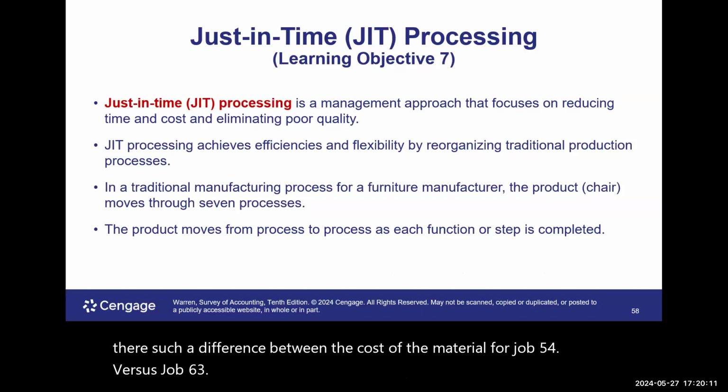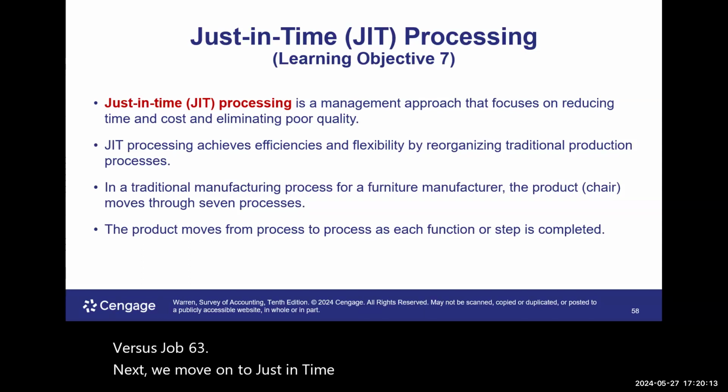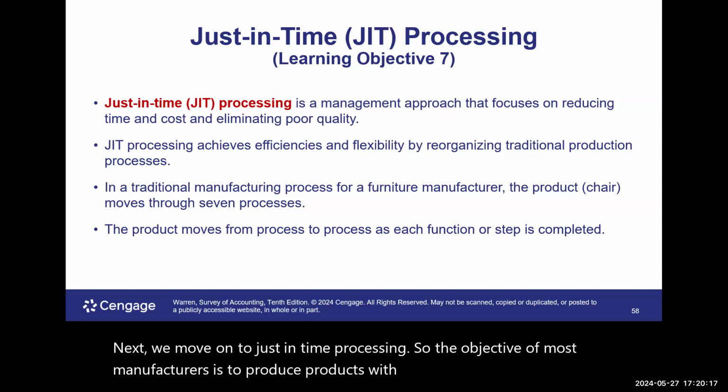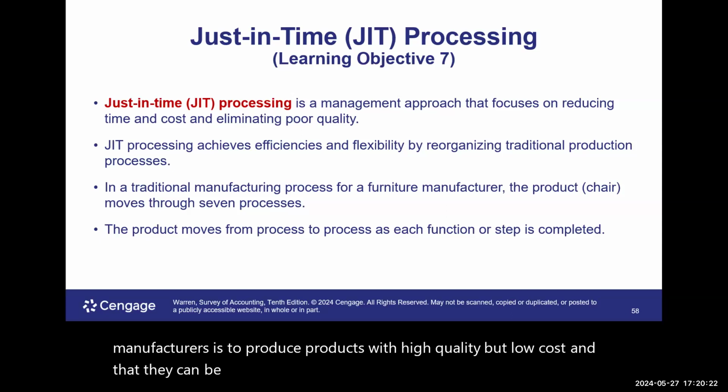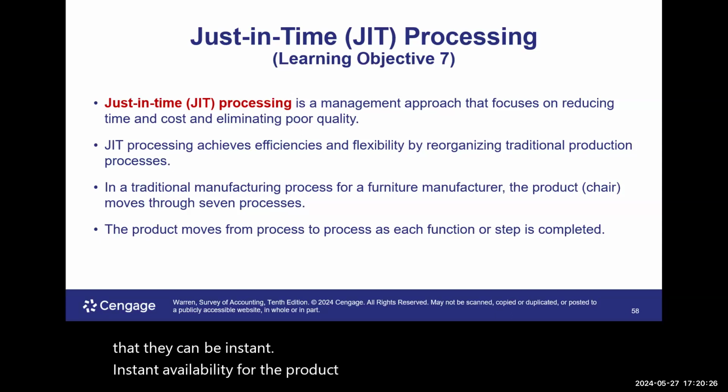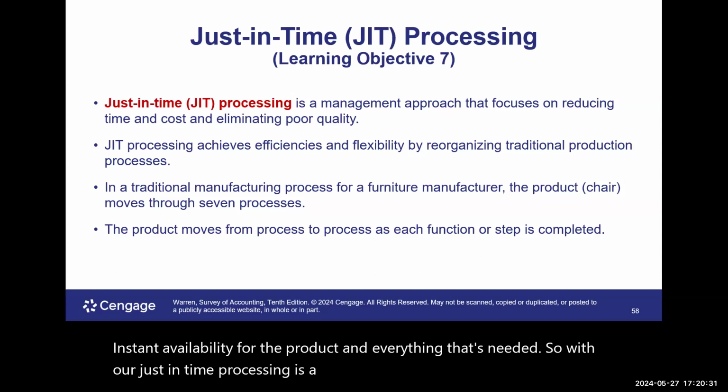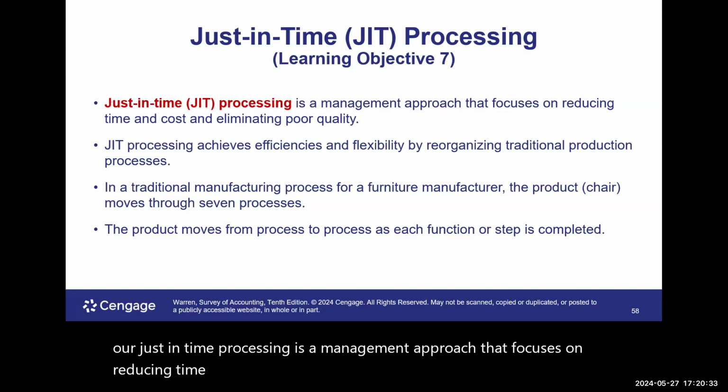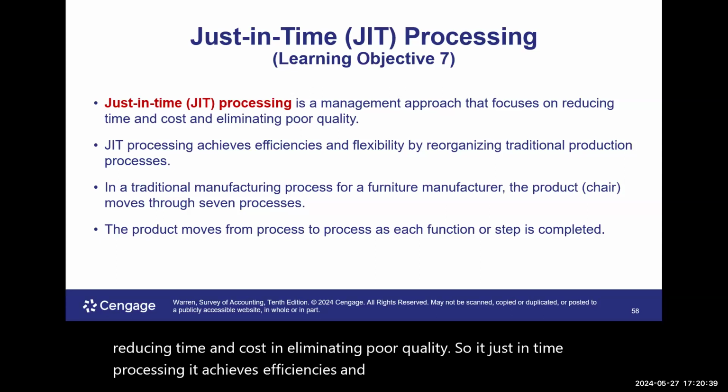Next, we move on to just-in-time processing. So the objective of most manufacturers is to produce products with high quality but low cost, and that they can have instant availability for the product and everything that's needed. So with our just-in-time processing, it's a management approach that focuses on reducing time and cost and eliminating poor quality. So with just-in-time processing, it achieves efficiencies and flexibility by reorganizing traditional production processes.